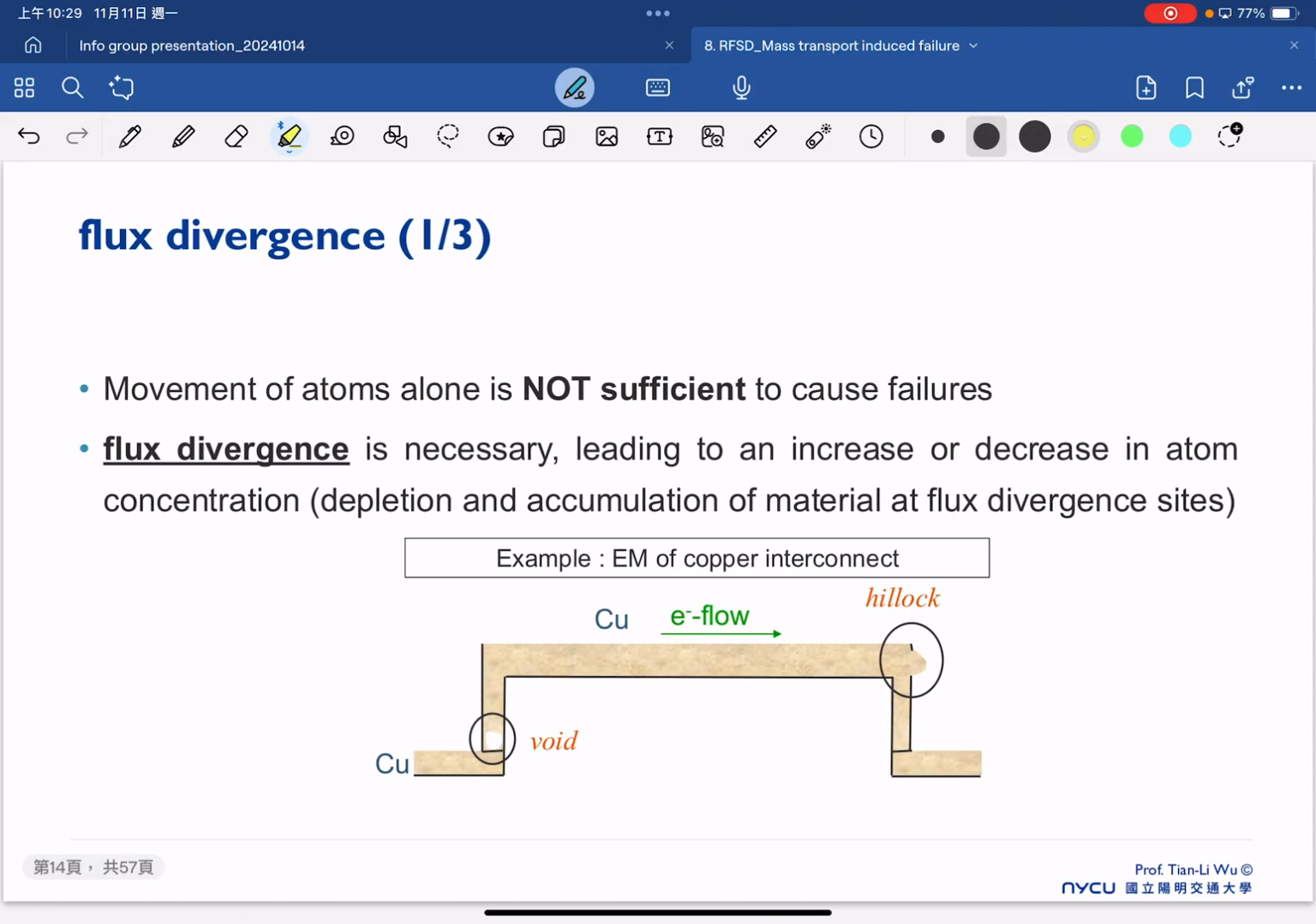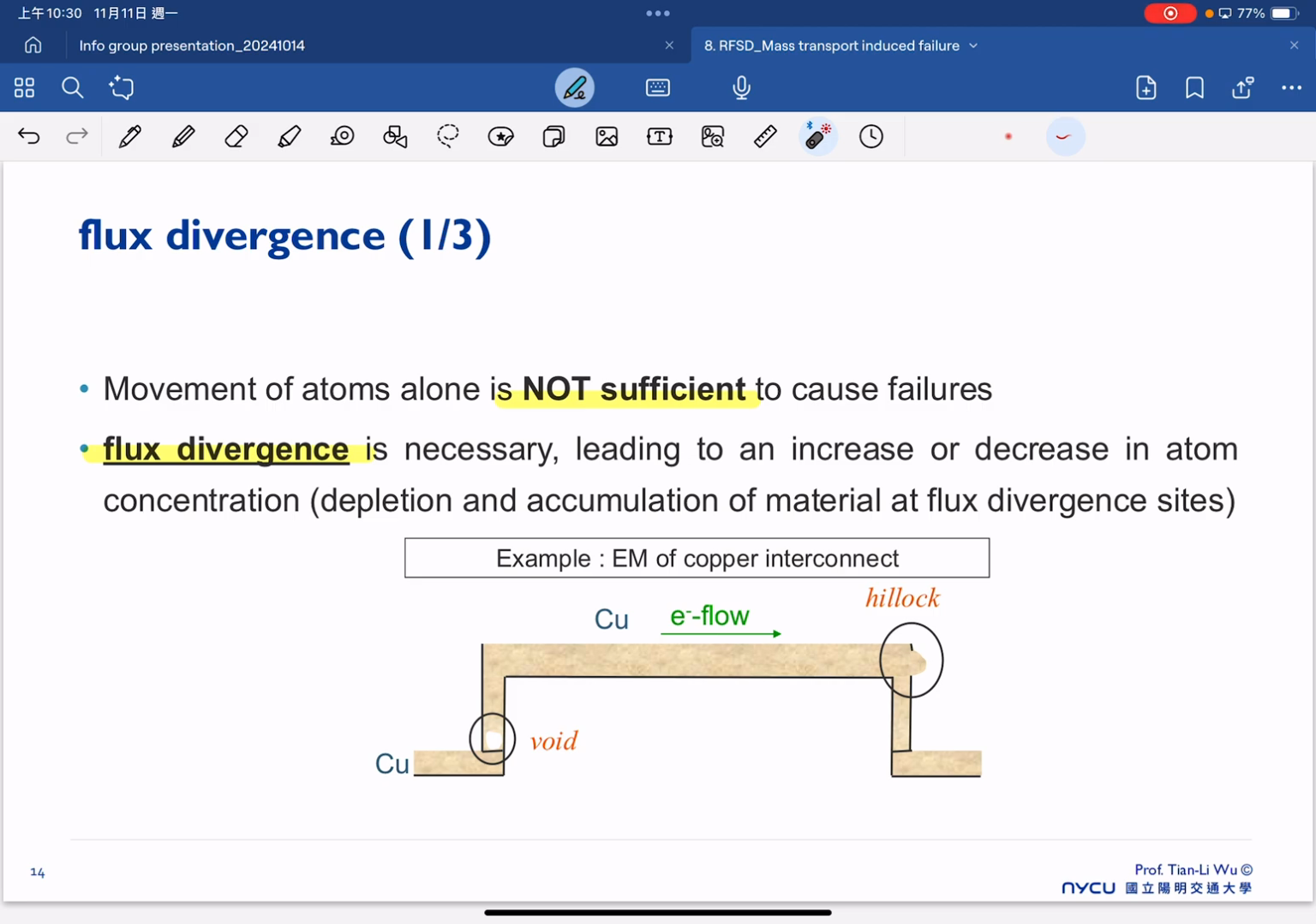But also, there is one issue that can further enhance this degradation, which is the flux divergence. If we only consider the movement of an atom alone, it's not sufficient to cause the voids. On the other hand, flux divergence is necessary, leading to an increase or decrease in atom concentration that will cause a depletion or accumulation of material at the flux divergence site.